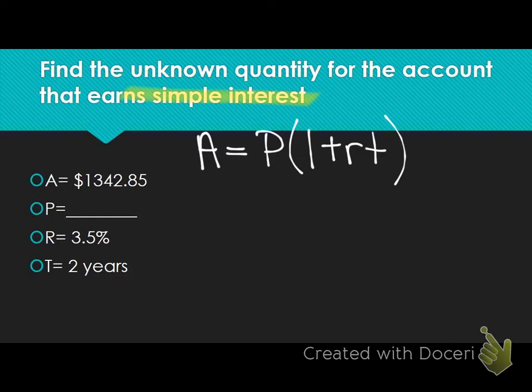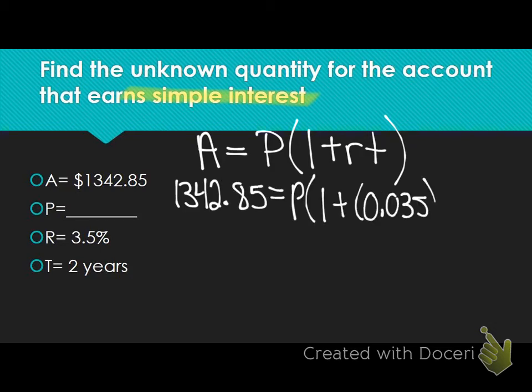P is what you're solving for. What value would you plug in for R? 0.035. You plug it in as a decimal value. So when we make our substitutions, here's what we get. This is my A value, my R value, my T value, and I add them to 1.